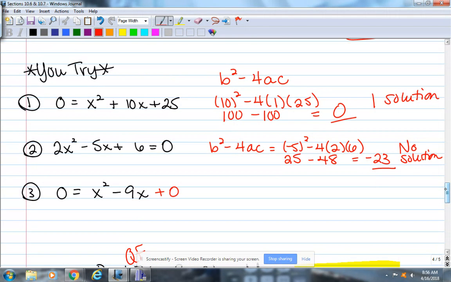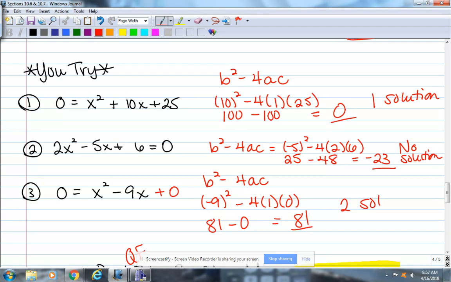And the last one, B squared minus 4AC. What's my B? Negative 9 squared minus 4 times what's A? What's C? So negative 9 squared is 81, minus 0 equals what? And that's a positive number, so how many solutions? 2 solutions. Raise your hand if you got 81 and 2 solutions for number 3.